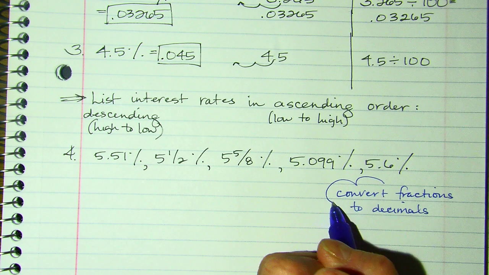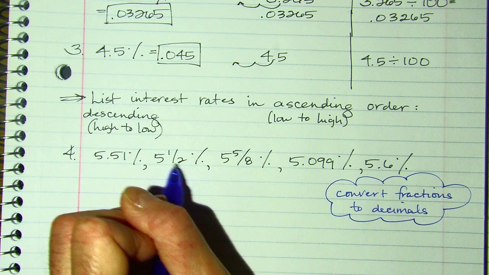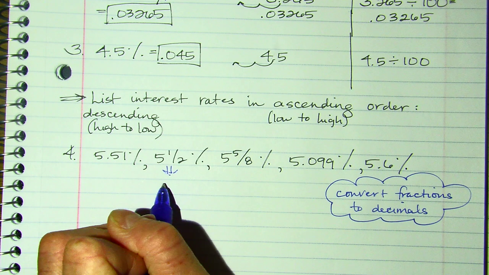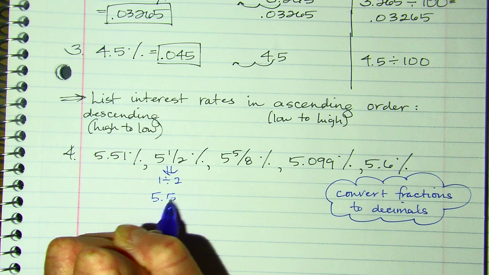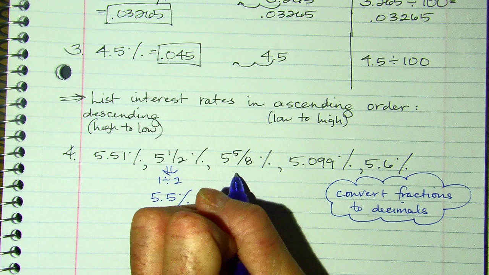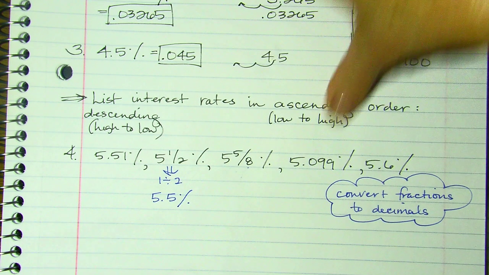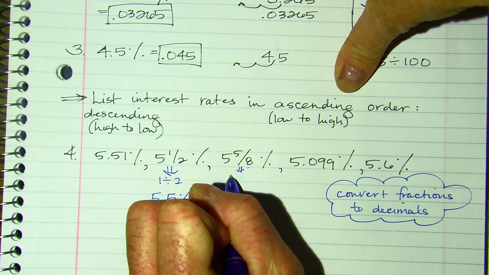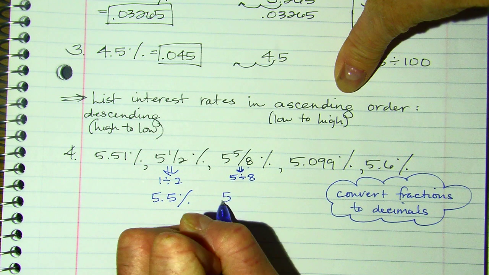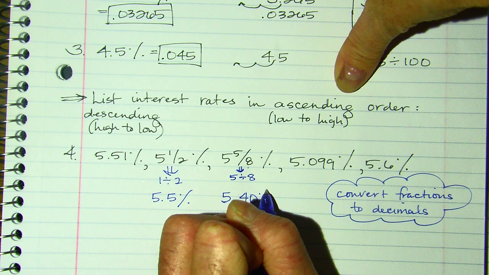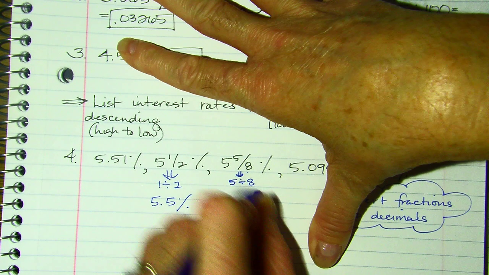So using our calculator, I would take 1/2 and convert that to 1 divided by 2, and your calculator would give me 5.5%. And you have to convert 5/8 to a decimal. You would do the same thing, 5 divided by 8, and that would give us 5.625. Oh, I'm sorry, not 5.40, 5.625.